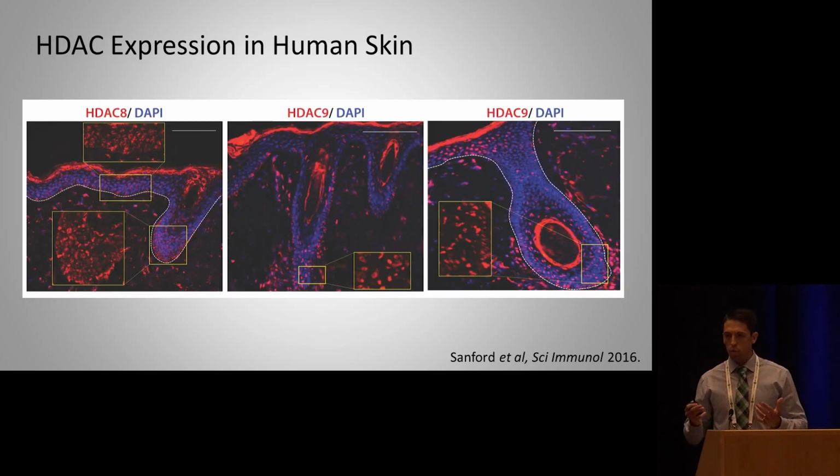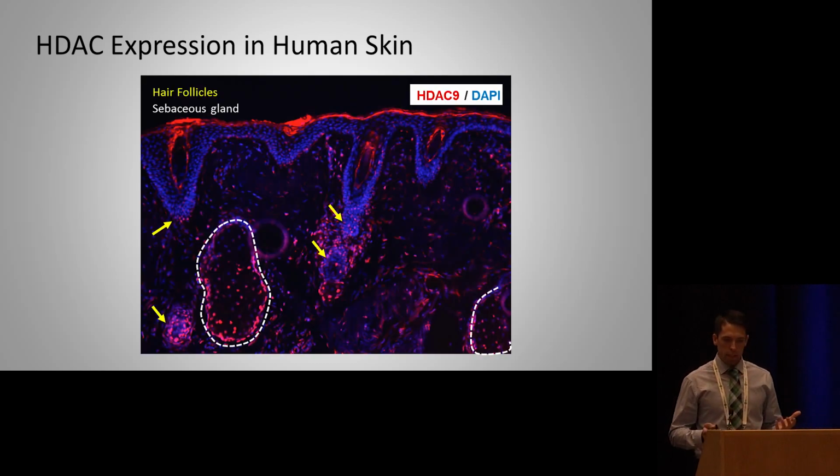This is relevant if you look at staining of human skin. You can see that both HDAC8 and HDAC9 are highly expressed in epidermal keratinocytes, and importantly, they're expressed in follicular keratinocytes. And thinking about not just the keratinocytes, but also the sebaceous gland and sebocytes that comprise the follicle, we do see that HDAC9 is highly expressed in cells of the sebaceous gland.